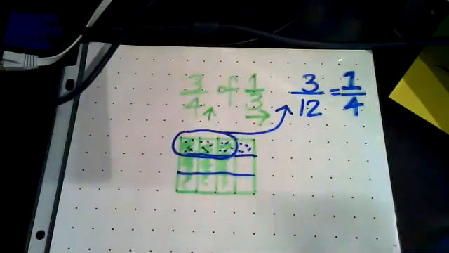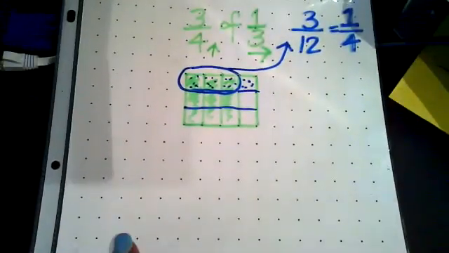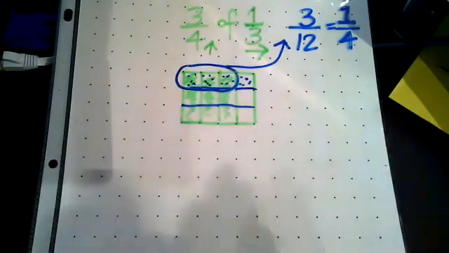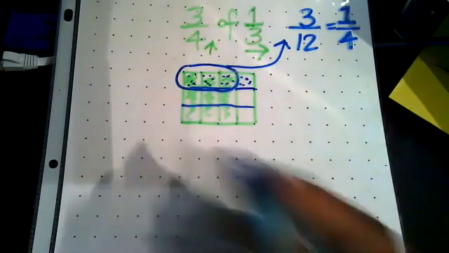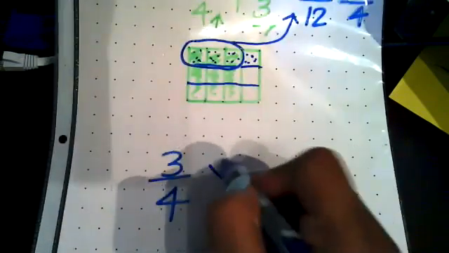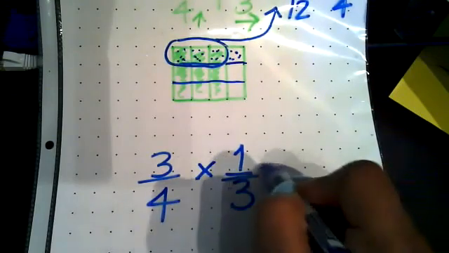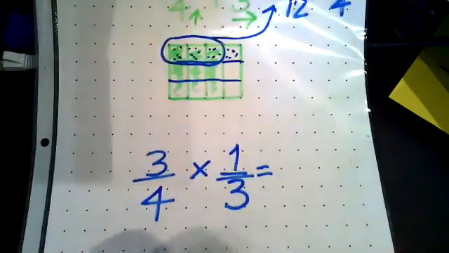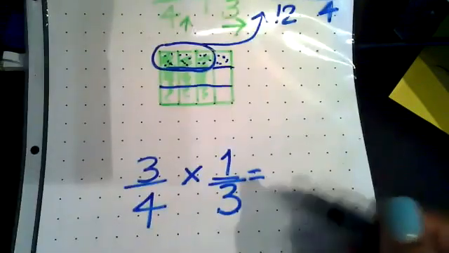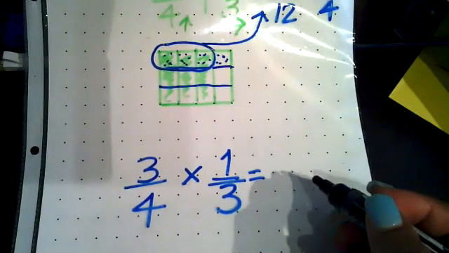Now, for the abstract part, which is kids want to jump to this part when they don't understand what the model or what it means. They just know that it's the process. You have 3/4 times 1/3. All right. Now, you can teach the kids this strategy here. It does work. It depends on where they are. This would be the absolute last thing I would teach kids.